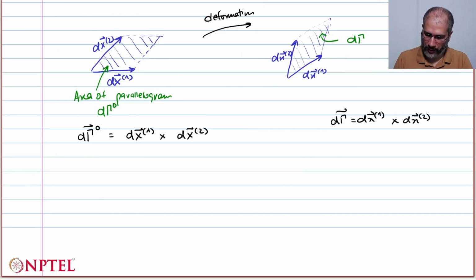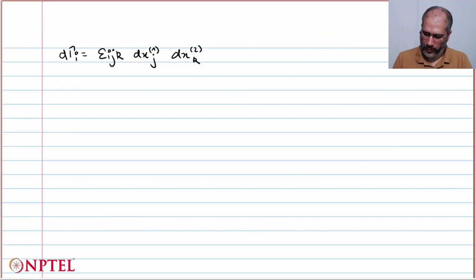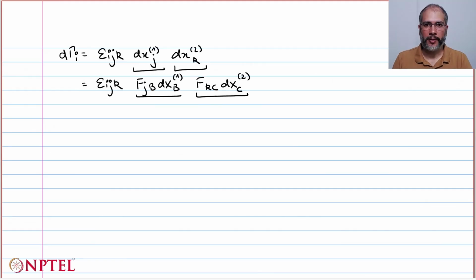So I can write these in index notation as this, and in the deformed configuration, I can write the index notation like this. So I'll take this and proceed from here. First we'll substitute these and these in terms of capital dX's using the deformation gradient tensor like this.